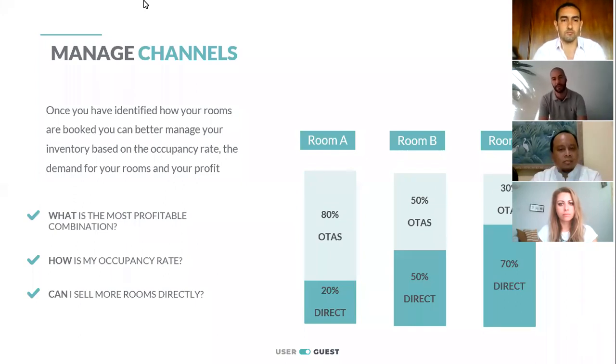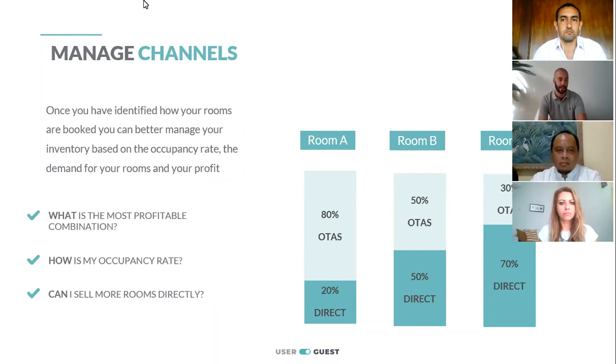Versus the opposite, during a high peak season where there's a lot of demand for my rooms, how much can I sell myself directly? So these are the important questions to ask yourself, and think about the different scenarios where you're the most profitable. So whether you provide 80% to the OTAs, as much inventory allotment to the OTAs or the other distribution channels or not, this is the way to look at it.